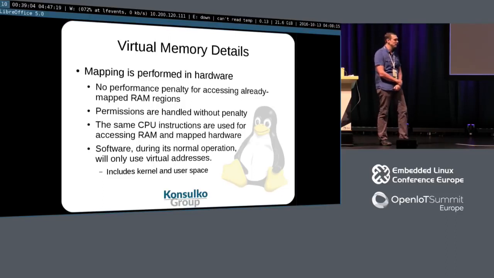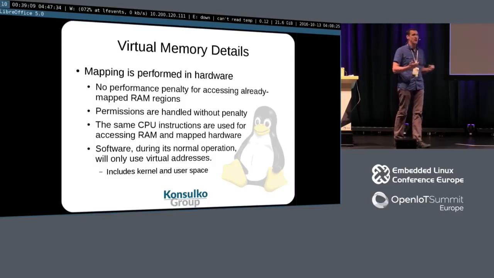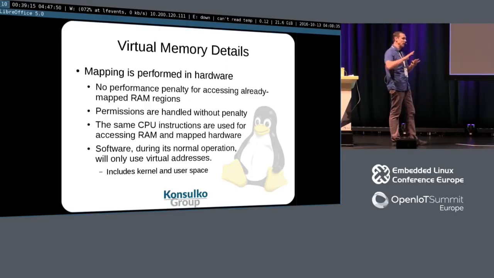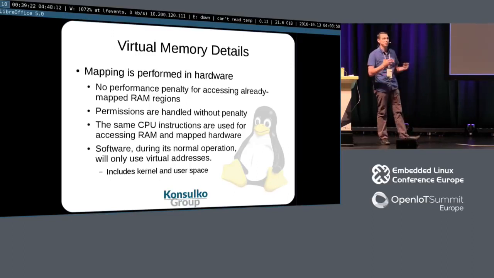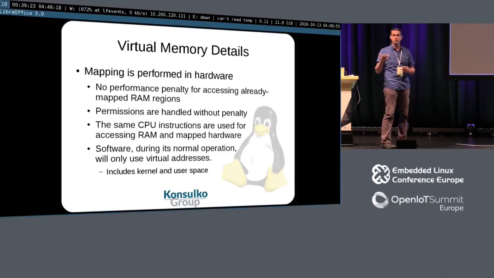All right, so looking at virtual memory, we have to do a mapping. This mapping is done in hardware, so there's a piece of hardware that assists with these mappings. Once we have it mapped, there's no penalty for accessing memory that way. The permissions are handled without a penalty. This is all handled in hardware for us, and we're going to talk about what that hardware is. And of course, we use the same CPU instructions, those same load stores, whether it's RAM or a piece of peripheral I/O. So in normal operation, you're always using virtual addresses.